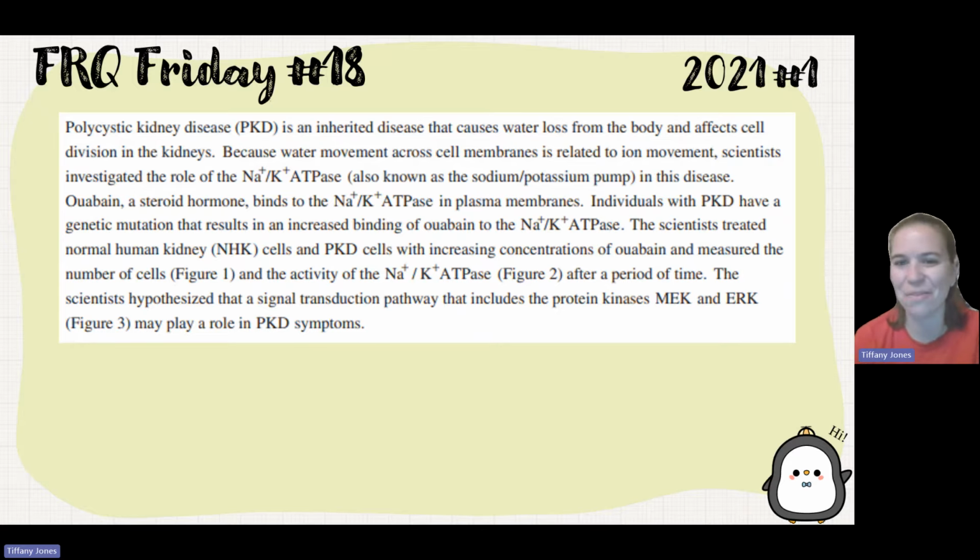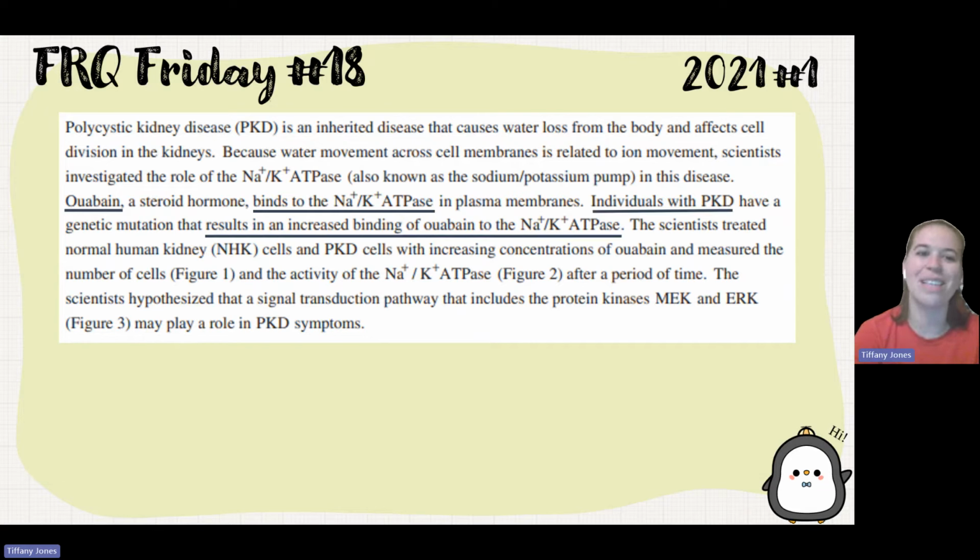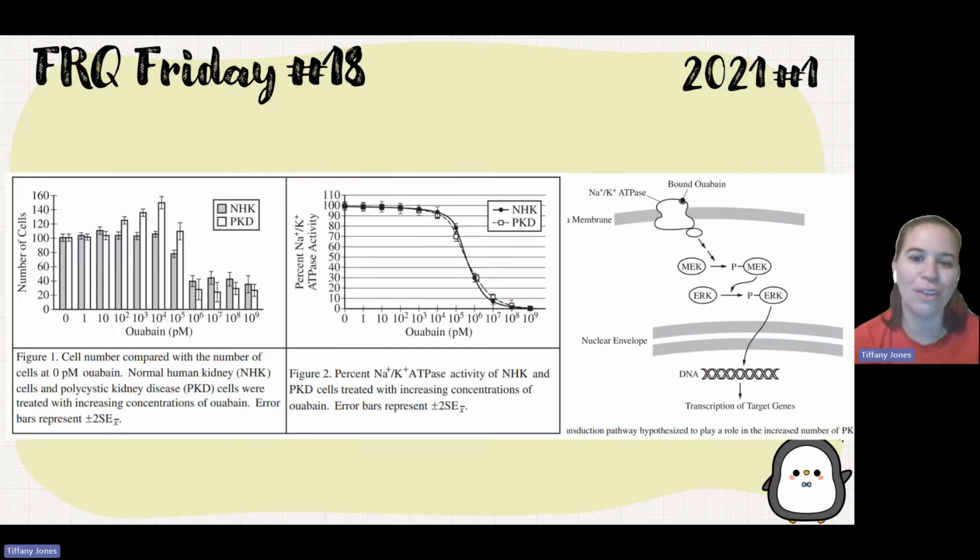Wow, that is a lot of alphabet soup. So we see that the albumin, of course, binds to the sodium potassium pump. Individuals with PKD, of course, have that increased binding. Those are important things for us to know. So as you're going through questions, underline the important stuff that you're going to need to know for later. They give us these 3 different diagrams. They give us a graph showing us the number of cells. They give us the sodium potassium pump activity, and then they also give us the pathway showing that albumin in the sodium potassium pump with the signal transduction for the transcription of the genes.